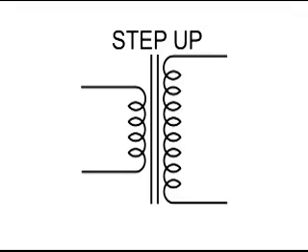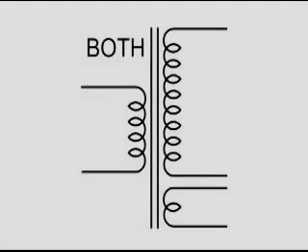Here's a step-up transformer. Now the AC signal or power on the primary side gets stepped up because there's more turns of wire in the secondary. Now you don't get something for nothing. The voltage is higher, but the current is less. Now here we have an example of both a step-up and step-down transformer, which is very typical in your power transformers.